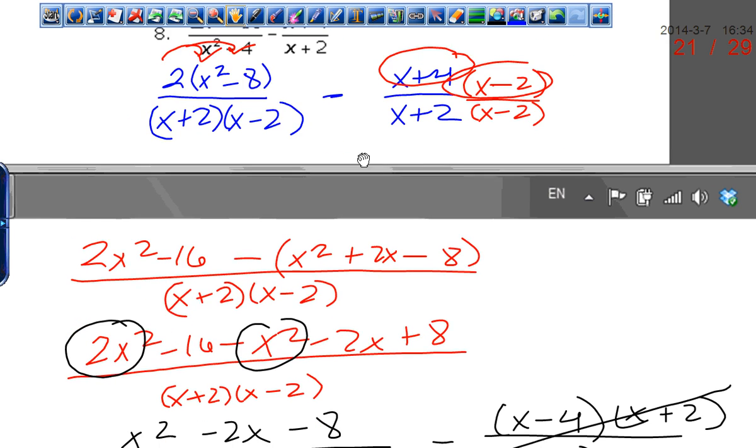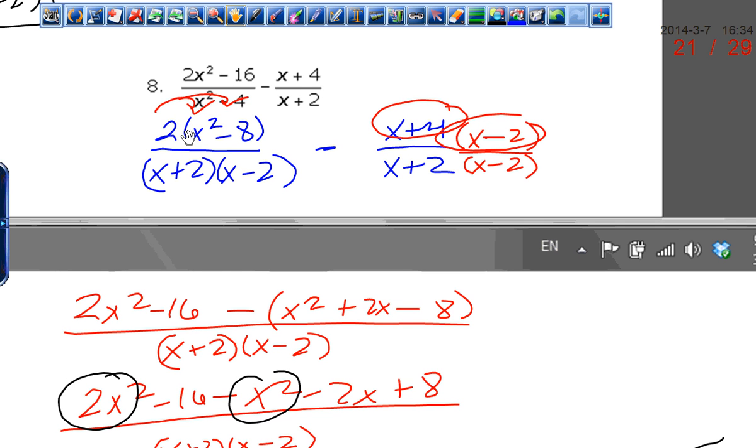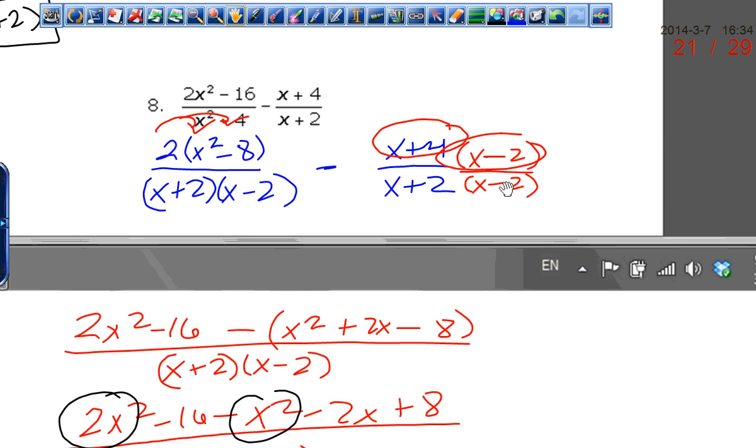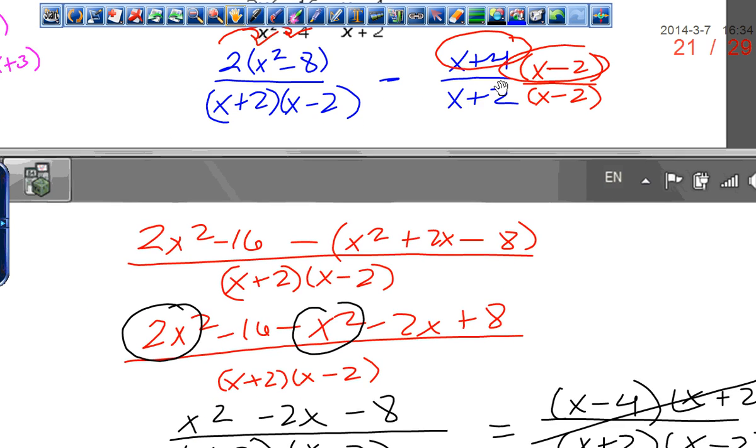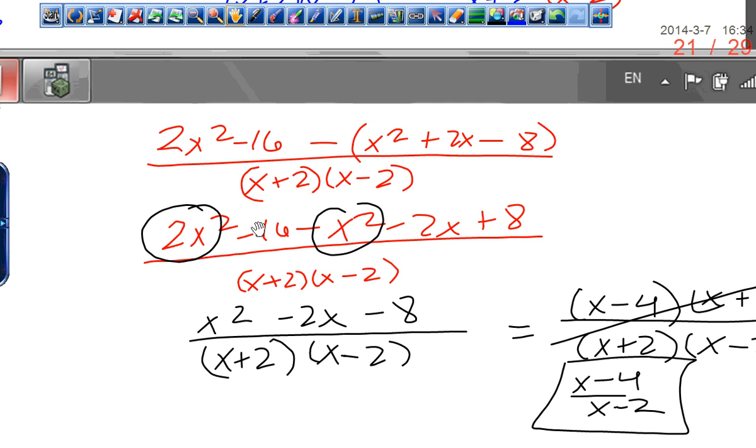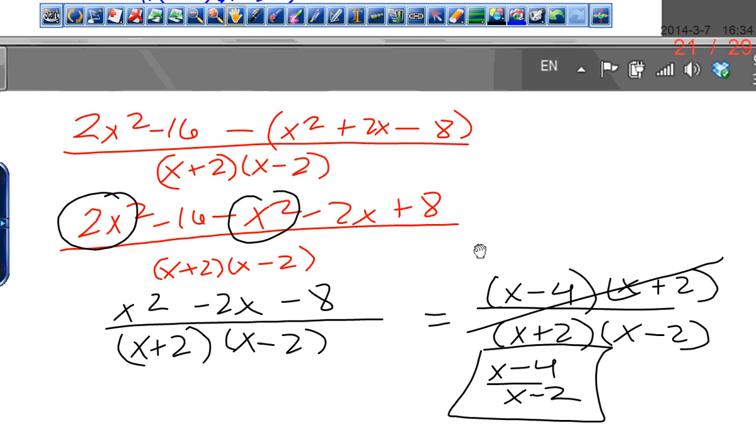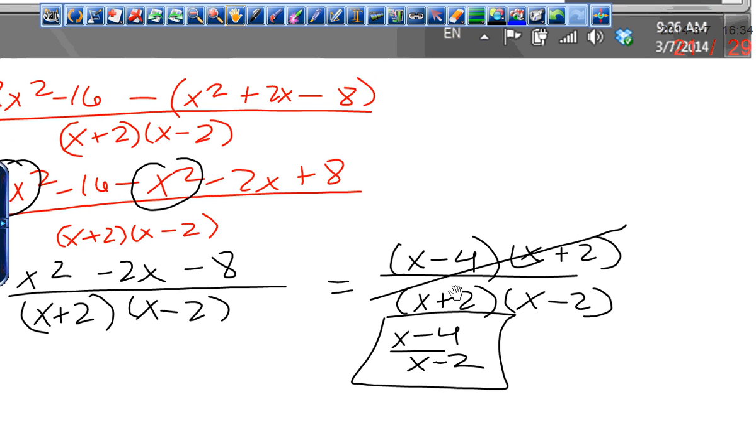Number 8, we factored out 2 here, but that wasn't helpful because I saw that my common denominator is x plus 2 times x minus 2. So I took the x minus 2's here, then I factored that, or not factored fully, excuse me. Then I subtract, then I'm combining like terms, so 2x squared minus x squared gives me x squared. Negative 2x goes there, negative 16 and 8 make negative 8. Then I factor the top, this one's a long problem, and I get the x plus 2's will cancel out here because you have multiplication, and I get x minus 4 and x minus 2.